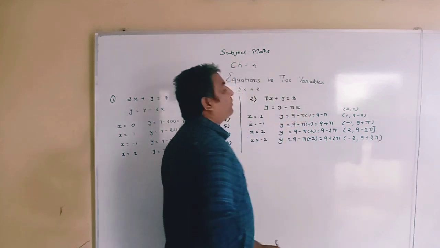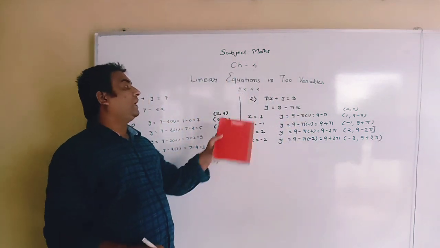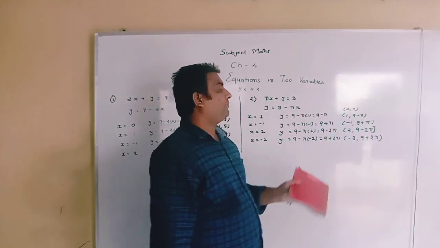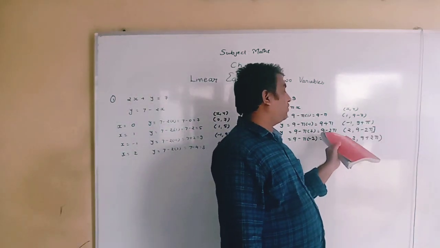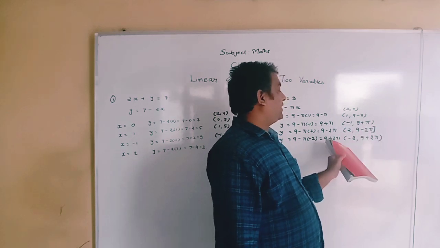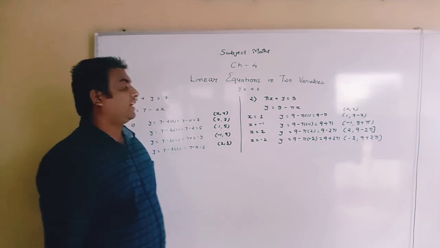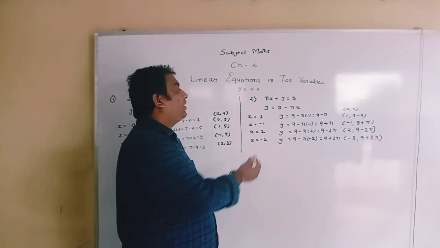And so we have the four solutions of pi x plus y equals 9: (1, 9 minus pi), (minus 1, 9 plus pi), (2, 9 minus 2 pi), (minus 2, 9 plus 2 pi). Here you can select further x values and you can get more solutions of this equation.